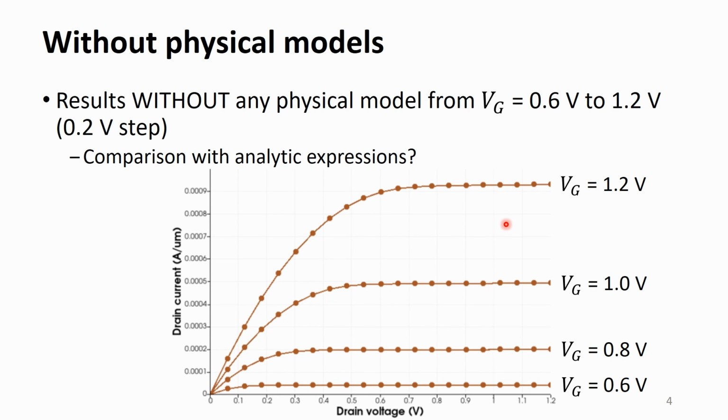Since the channel is quite long, the drain current in the saturation mode is almost constant. It means that the output resistance is very large. It is really an ideal case, so I wanted to recommend you to compare your simulation result with analytic expressions.